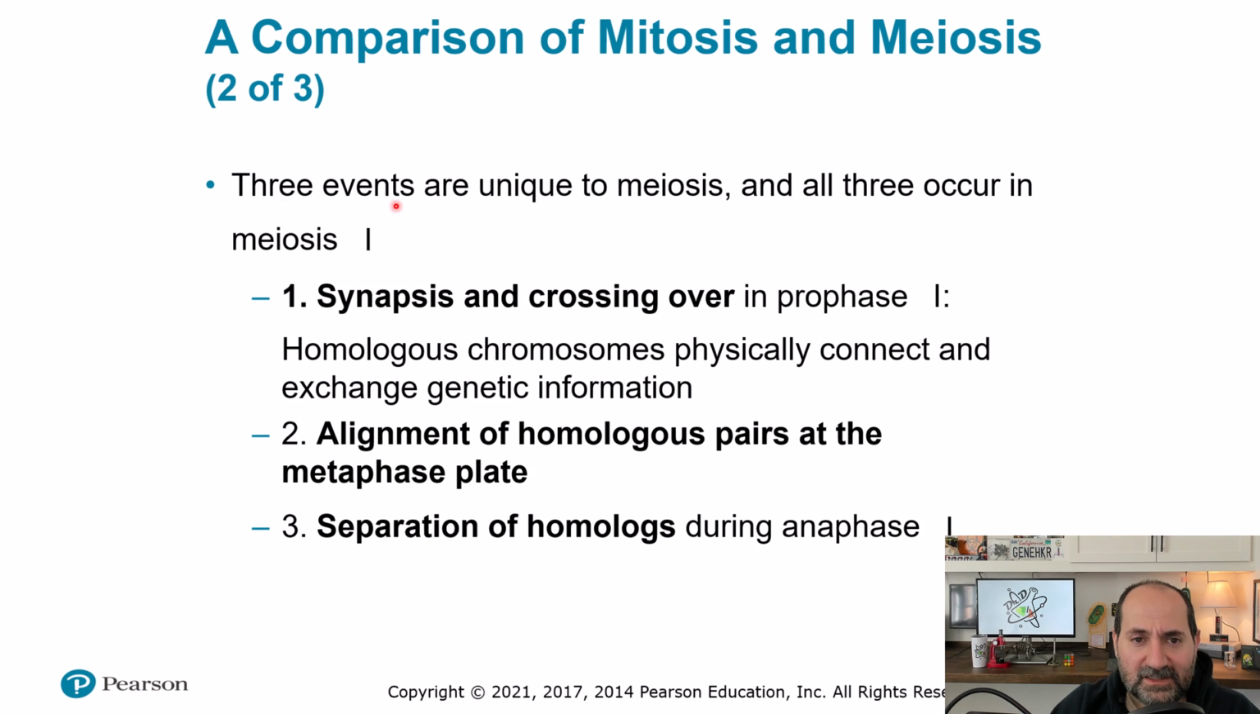There were 3 events unique to meiosis, and all 3 occurred in meiosis I. Now, this includes synapsis and crossing over, synapsis being when the tetrads formed, and crossing over, which increased genetic variability. Remember that? Then the alignment of the homologue pairs at the metaphase plate with independent assortment, which also increased genetic variability. And then the separation of those homologs. Remember, the homologs are what separate during Anaphase I, which is also unique to meiosis as well.